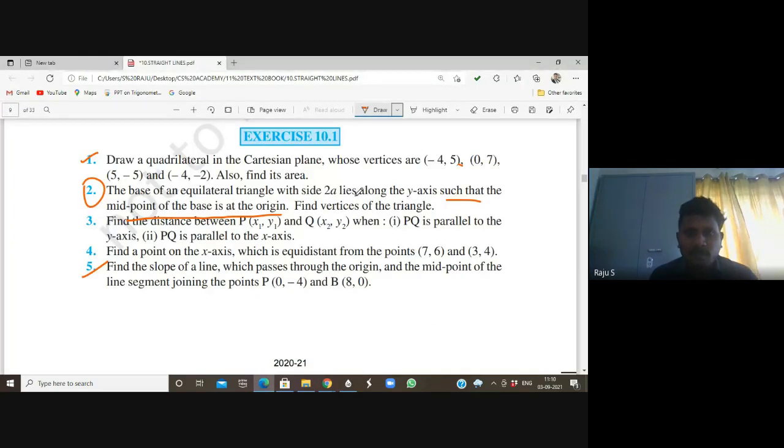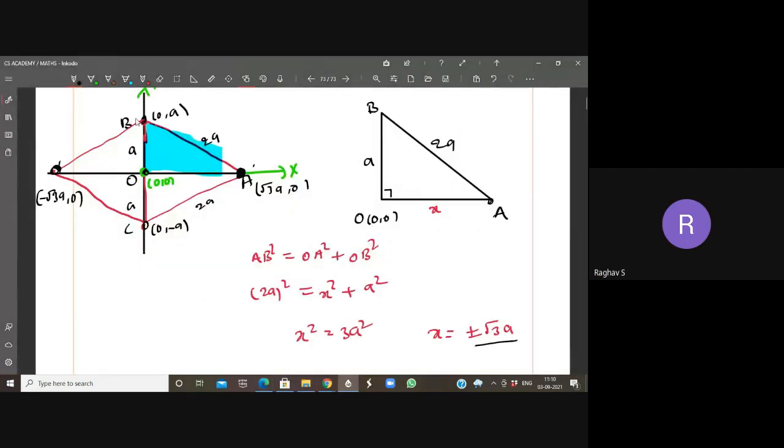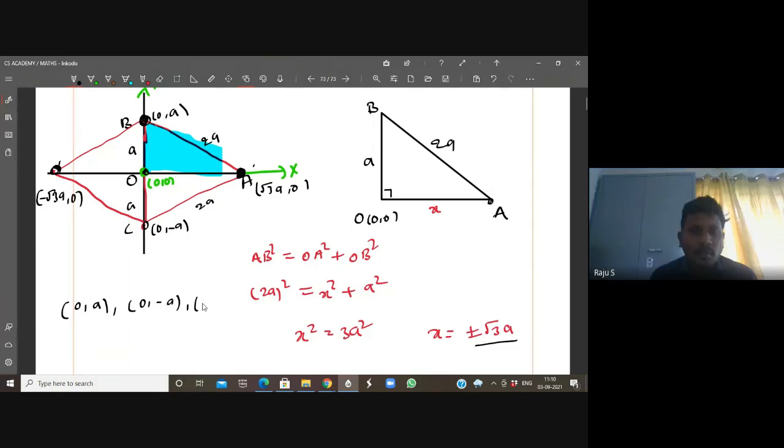The question: the base of an equilateral triangle of side 2a lies along the y-axis, such that the midpoint of the base is at the origin. Then what are the vertices of the triangle finally? What are the three vertices here? (0, a), (0, -a), and (root 3a, 0). Similarly, (0, a), (0, -a), and (minus root 3a, 0). So the vertices are (0, a), (0, -a), and (plus or minus root 3a, 0). That's it.